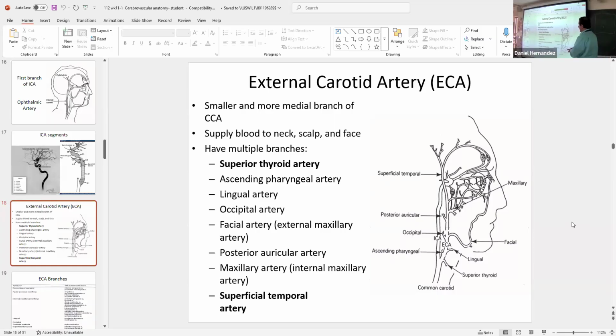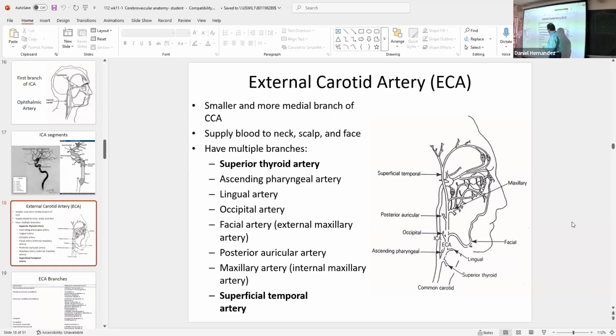Additional branches include the ascending pharyngeal artery and the lingual artery. We have the occipital artery, which runs posterior, going towards the back of the skull. The occiput is back here. Then the facial artery, also sometimes referred to as the external maxillary artery, the posterior auricular artery, which comes behind the ear, the maxillary artery, and then the superficial temporal artery, which is along the temple here. If you ever feel your pulse on your temple, that's the artery you're feeling, the superficial temporal artery.